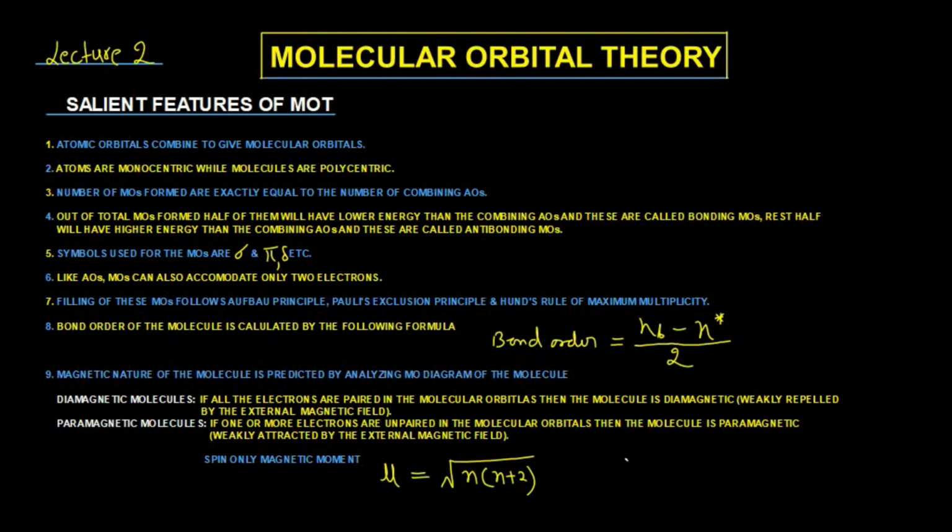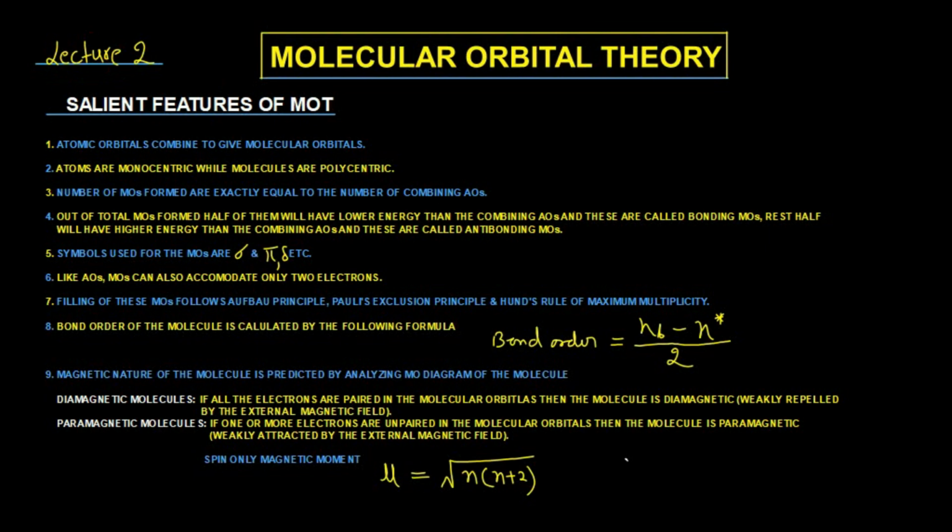So dear students, this is my second lecture on molecular orbital theory, lecture number 2, right? In today's class, I'll discuss the salient features of the molecular orbital theory, and then I'll apply all these features to a particular molecule to get the results: the bond order of the molecule, the magnetic behavior, the magnetic moment, and many more things, right?